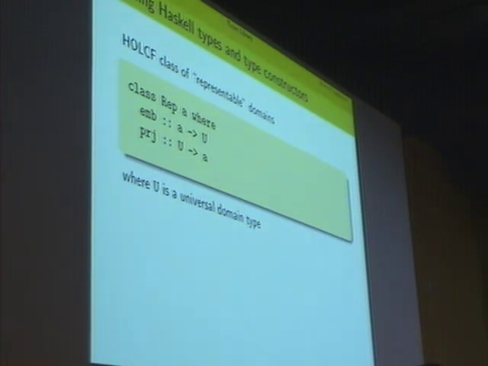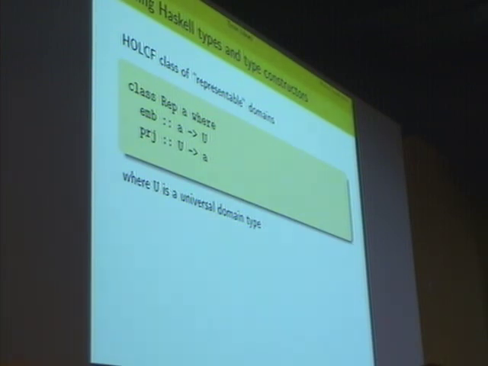So the first step is how do we reason about types and type constructors? In HOLCF, there is a class of representable domains, which are basically the class of all types that can be embedded into the universal domain. And this class comes with embedding and projection functions to go back and forth. The domain package in HOLCF uses the universal domain to construct data types. So every data type that you define in HOLCF is automatically a representable domain.